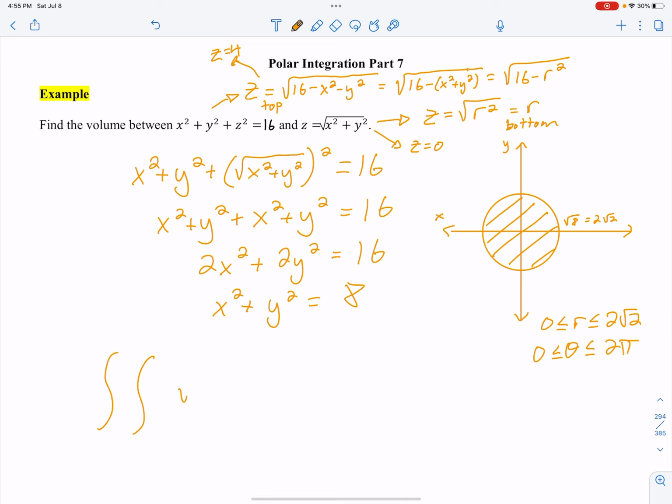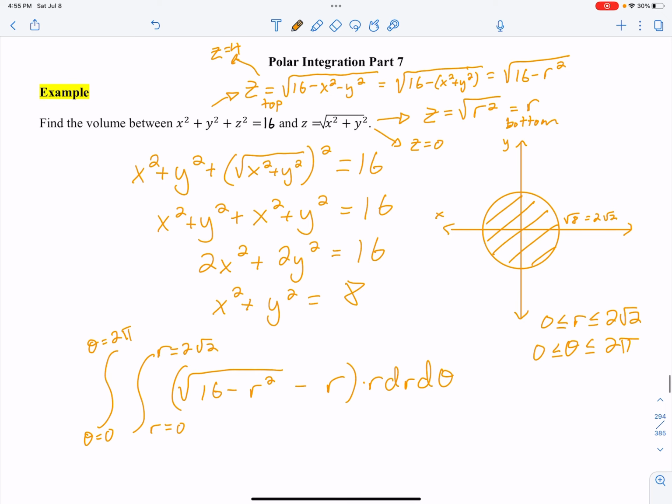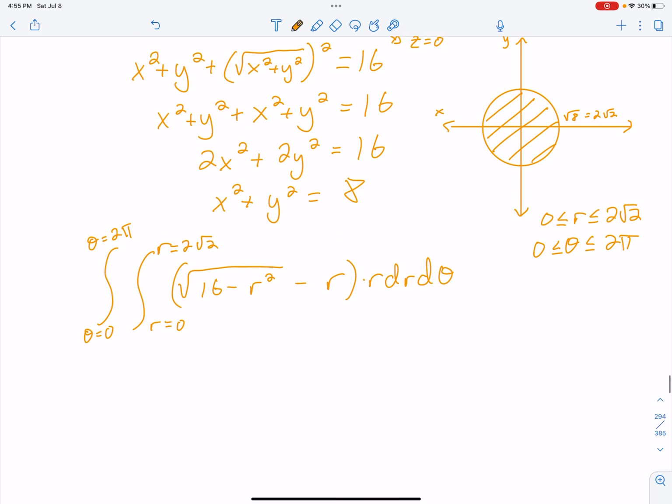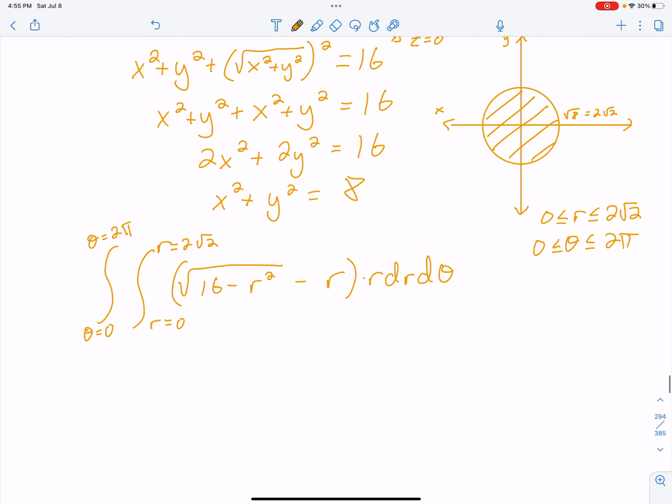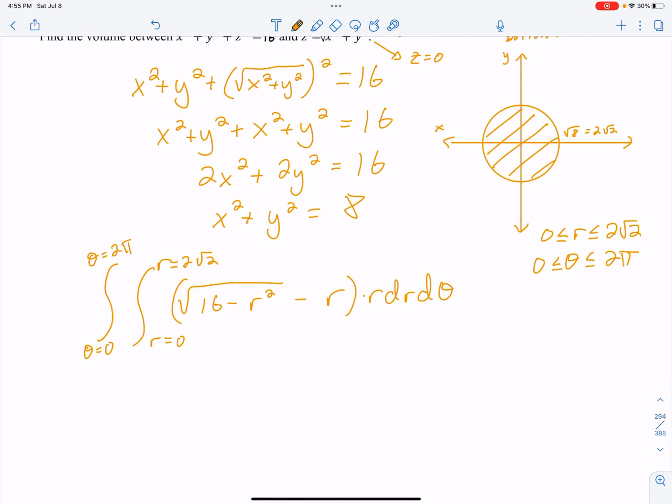All right, so we're going to do the square root of 16 minus r squared, minus r, times r dr d theta. r is running between 0 and 2 root 2, and then theta is running between 0 and 2 pi. So we would have to work this out. It really does work out when I multiply the r through. It's going to give me two integrals. One is just going to be negative r squared, very easy to integrate.